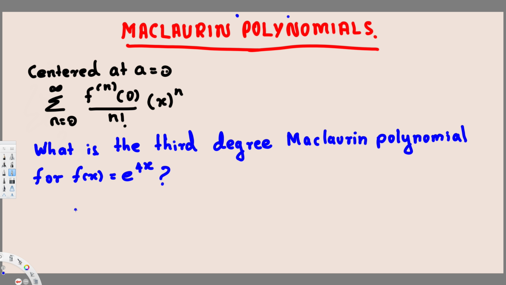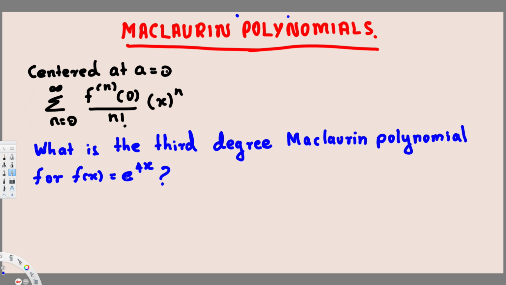Let's do this problem right here. This question is asking: what is the third degree Maclaurin polynomial for f of x equals e to the power 4x? Let's see how we can do this. First of all, you'll notice that this is similar to a Taylor polynomial. If you know Taylor polynomials, the only difference is that we apply 0 for the center value. In the Taylor polynomial we have other values, but for Maclaurin polynomials, it's going to be 0.